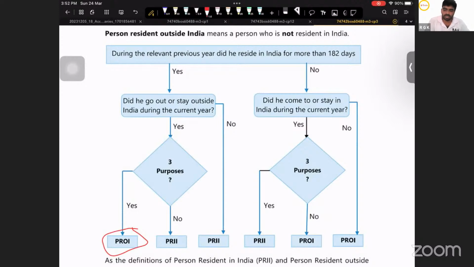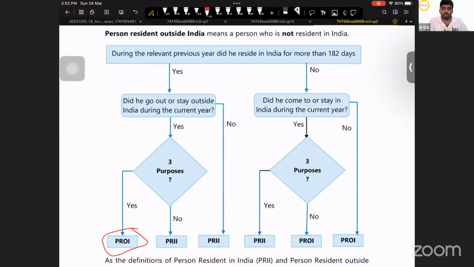Now let us come to the other part. Last year he did not stay in India for more than 182 days. Okay. Next question you need to ask: did he come to India in the current financial year? If no, then person resident outside India only. No problem for us. If he has come to India in the current financial year, ask him, why did he come to India?